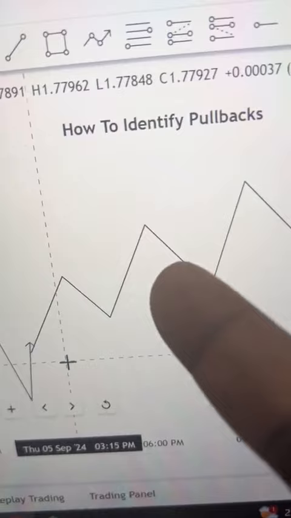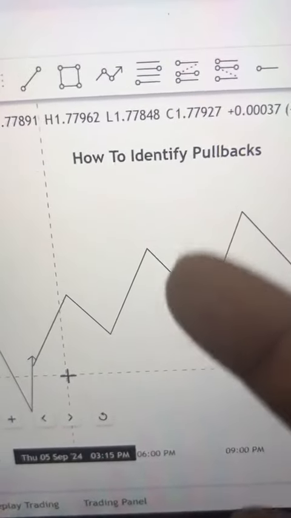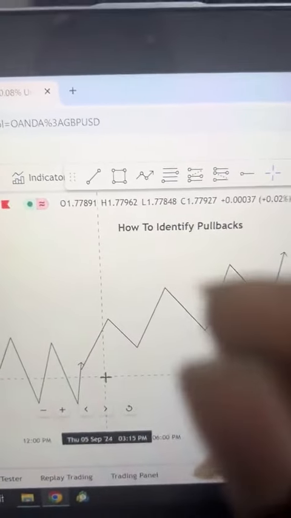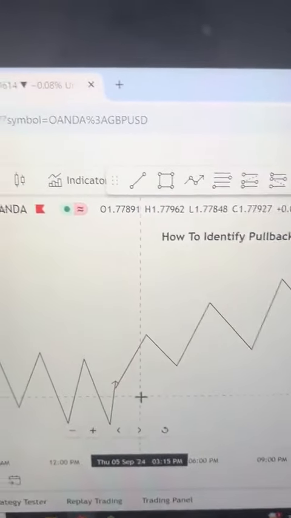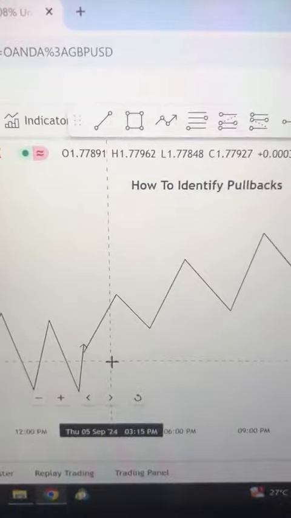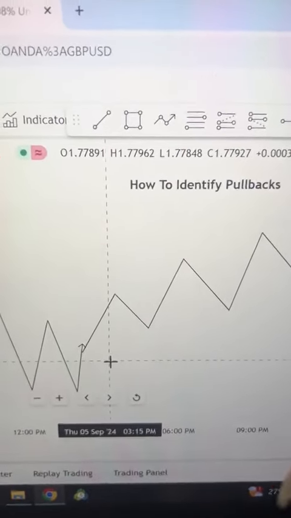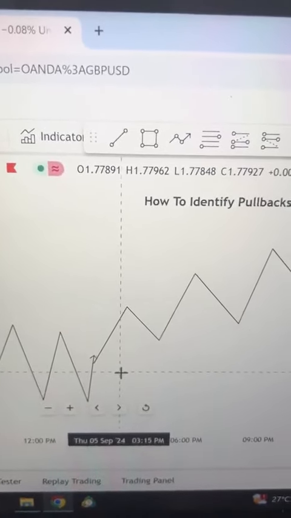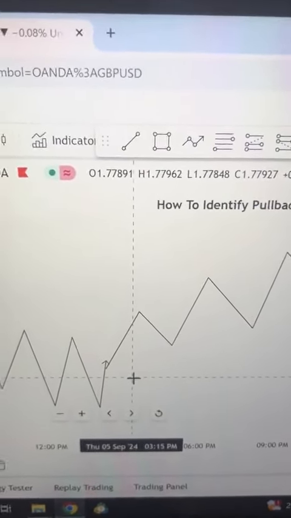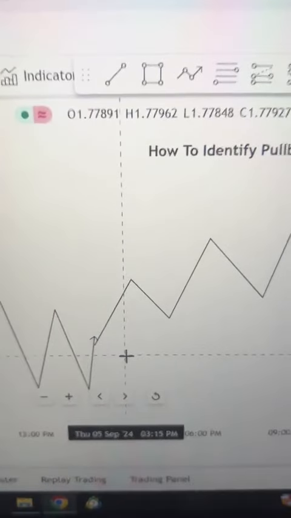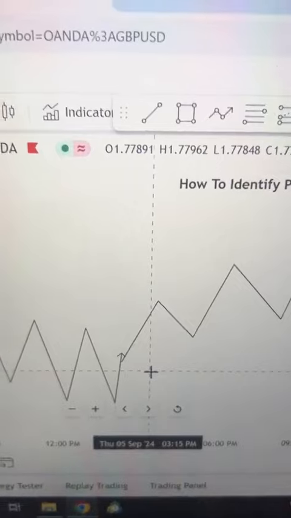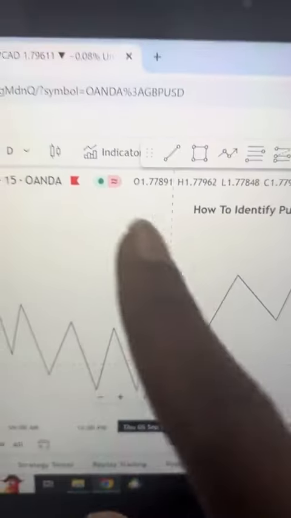If you are in an uptrend, that small retracement or pullback is what I want to show you how to identify. Now, listen, there are different ways to identify pullbacks, different rules, different strategies. But for me, this is the way I do it. Don't come to the comment section and say your mentor said it's like this, your daddy said it's like this, your mommy said it's like this. Please, this is how I do my thing. If you are not comfortable with it, use your own. I'm never telling you to use mine. I'm just sharing ideas that I know.